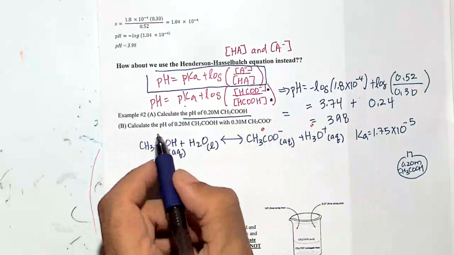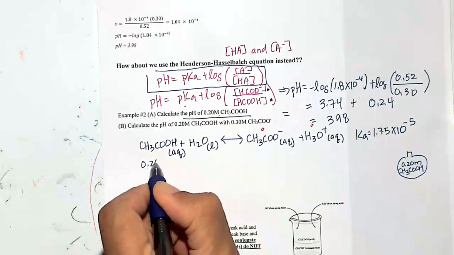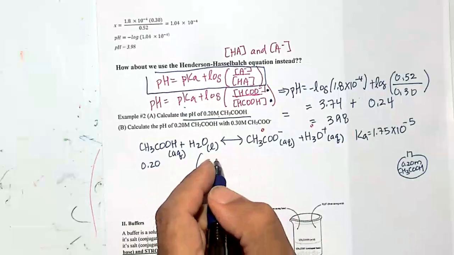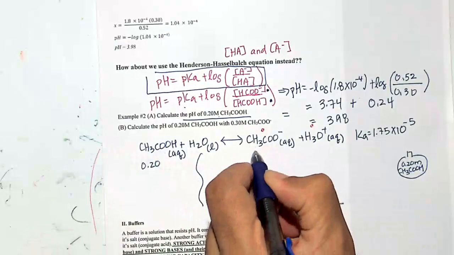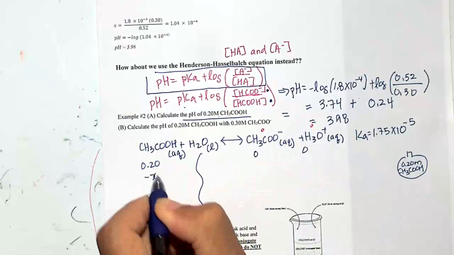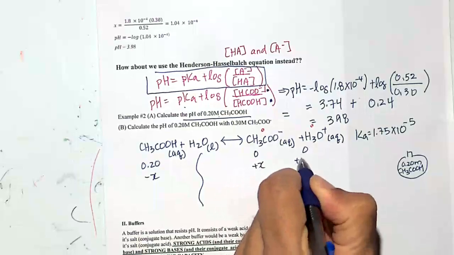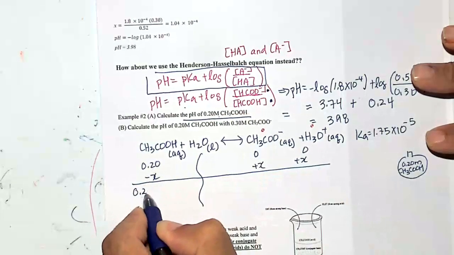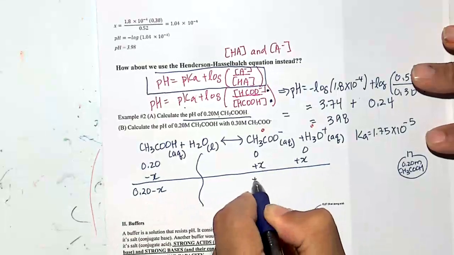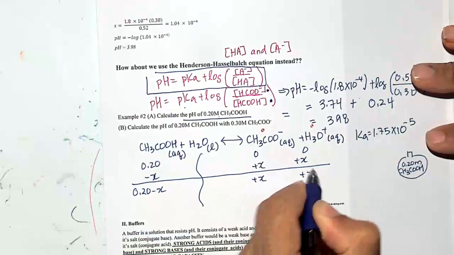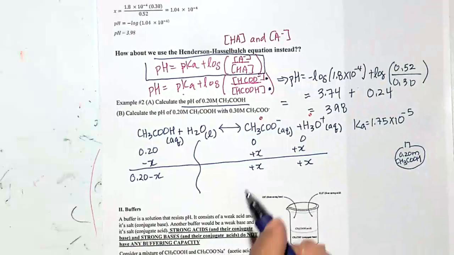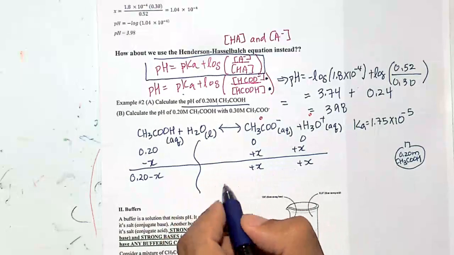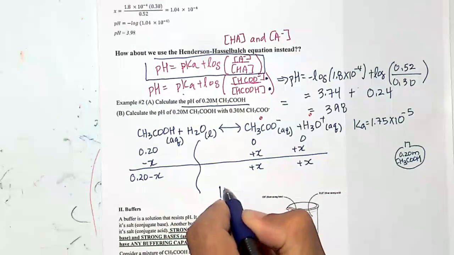So this contributes to a pH, 0.2 molar. Okay, the liquid is ignored. Initial: 0, 0; change: minus x, plus x, plus x. This is 0.20 minus x. This is plus x and then plus x. All right, this is going to be exactly the same as our previous problem.